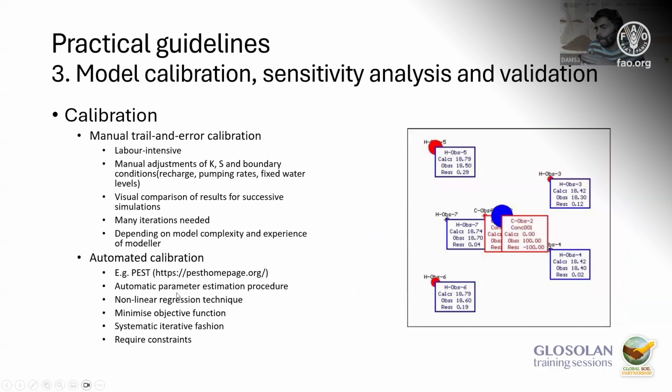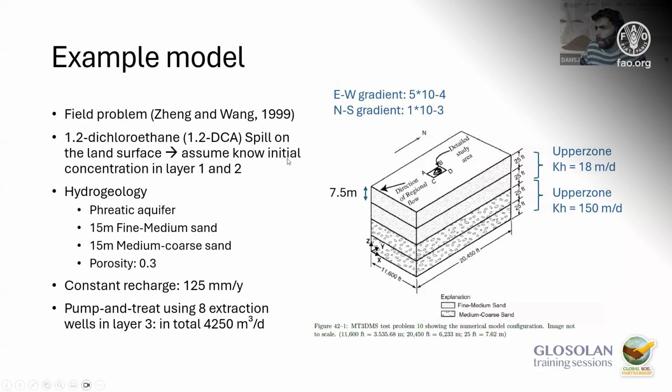So in that case, you have to specify ranges in between which certain parameters can vary, and the model will do multiple runs. Every time, it checks the observations with the simulations and changes the parameter set until it reaches an optimum parameter set. So that can be helpful to reduce the calibration time.